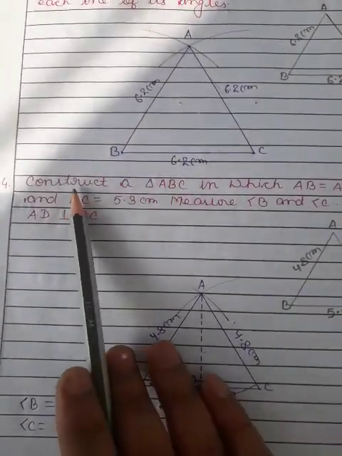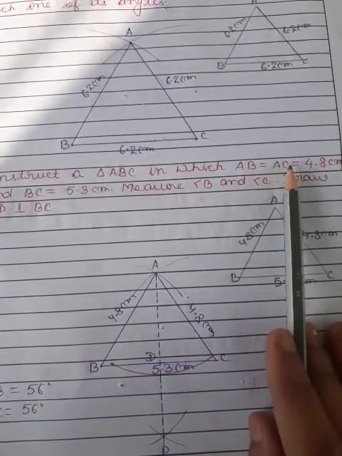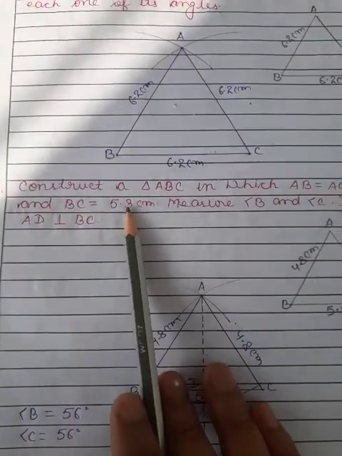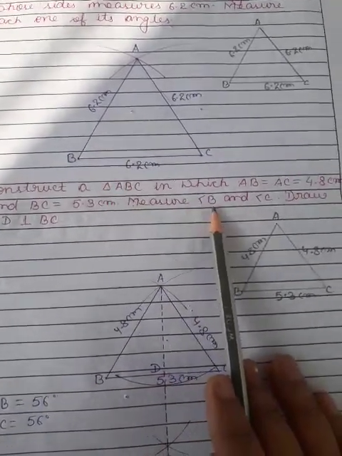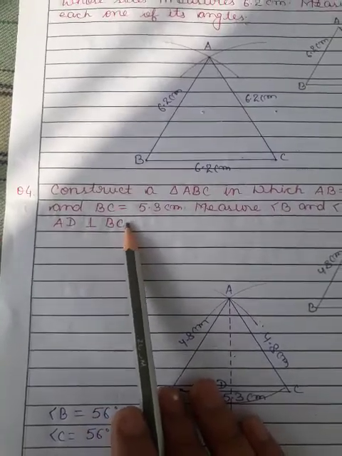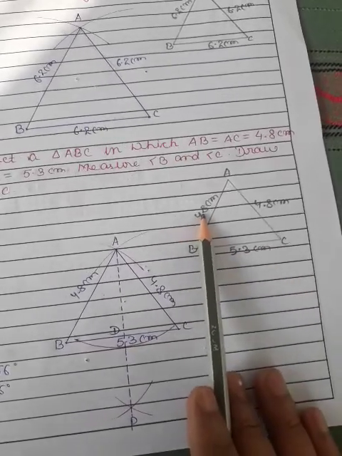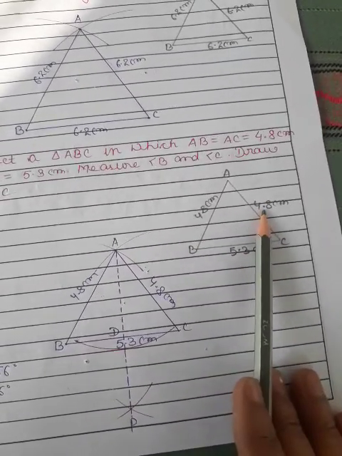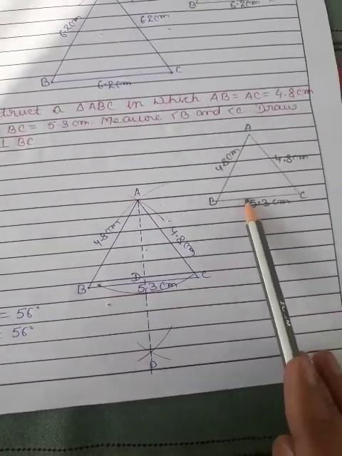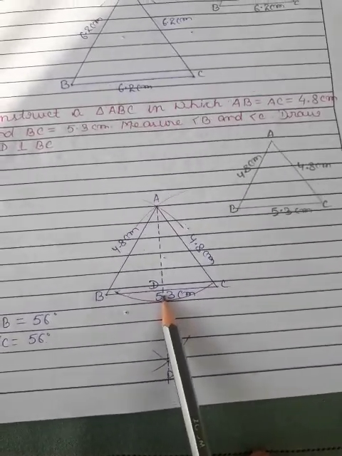Question number 4 is given: construct a triangle ABC in which AB equal to AC equal to 4.8 cm and BC equal to 5.3 cm. Measure angle B and angle C. Draw AD perpendicular to BC. First of all we will draw one rough figure ABC. AB value, BC value and AC value we will put according to the question. Now similarly, first of all we will draw the base. Base is how much? Base is BC, 5.3 centimeter.